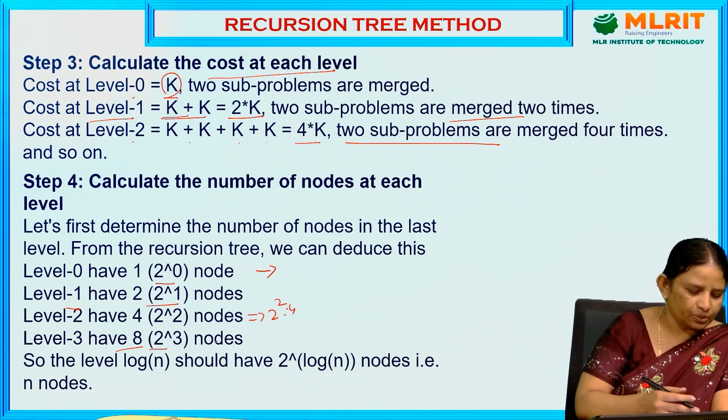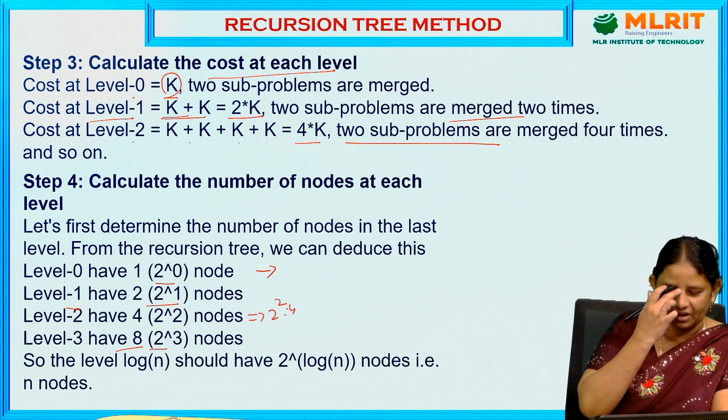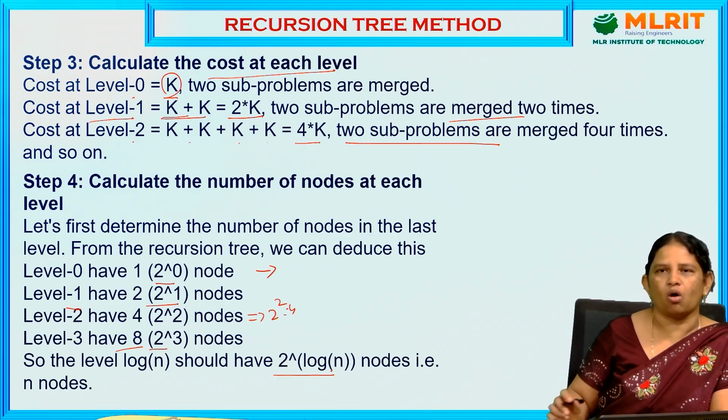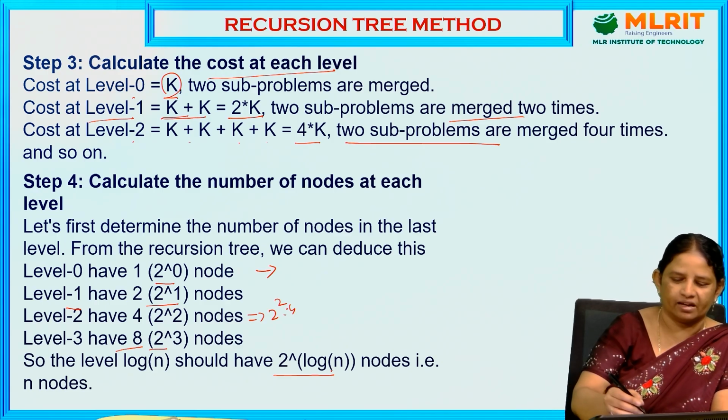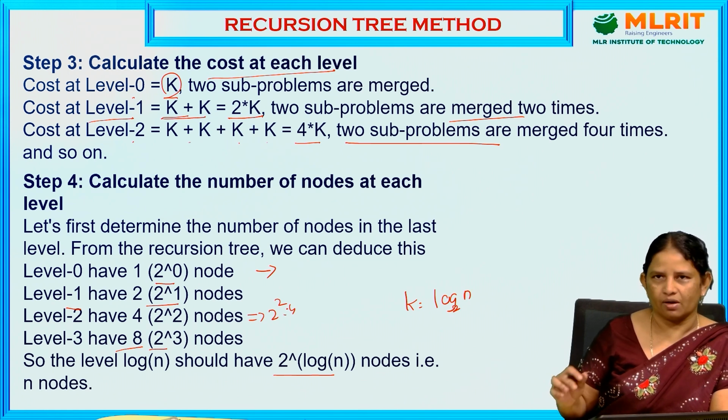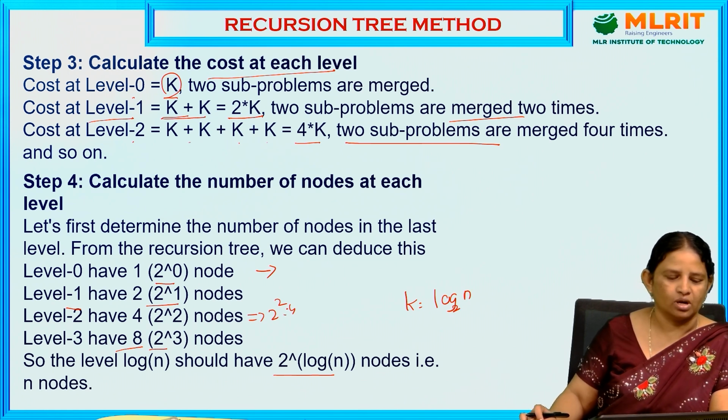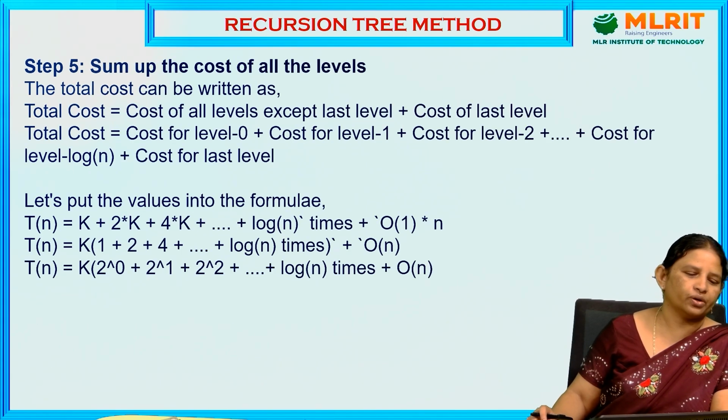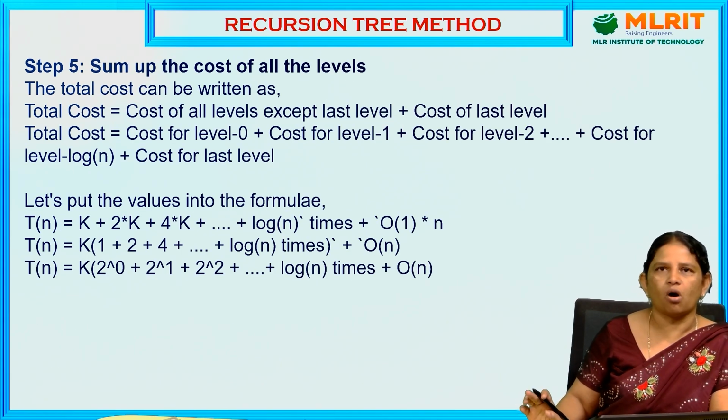Like that we need to repeat for the last level having 2 power log n nodes, because it is the k level. k we already solved, it is log n base 2. So the last level has log n base 2. So substitute all these values from each and every level. We are going to get the total cost of all the levels.